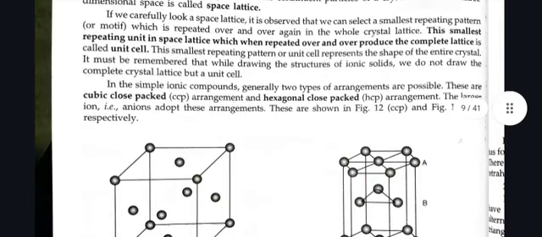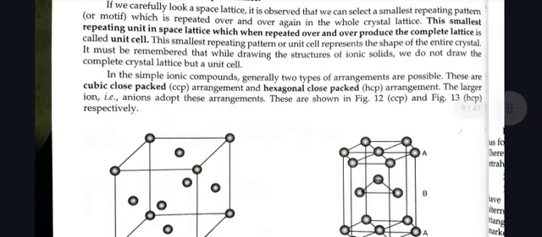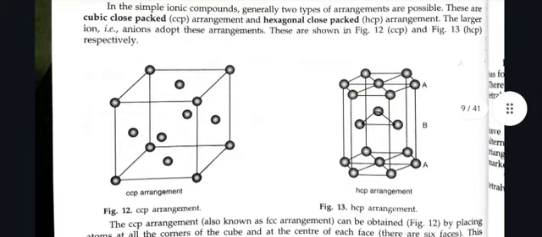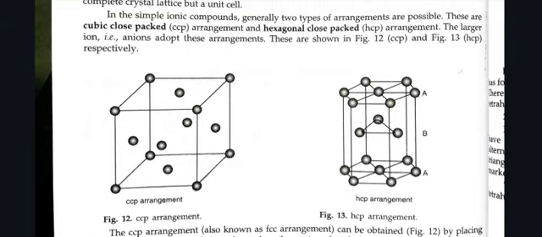If we carefully look at space lattice, it is observed that we can select a smallest repeating pattern or motif which is repeated over and over again in the whole crystal lattice. The smallest repeating unit in space lattice, which when repeated over and over produces the complete lattice, is called unit cell. The smallest repeating pattern or unit cell represents the shape of the entire crystal. It must be remembered that while drawing the structures of ionic solids, we do not draw the complete crystal lattice but a unit cell. In the simple ionic compounds, generally 2 types of arrangement are possible.